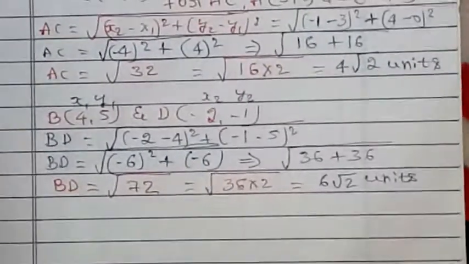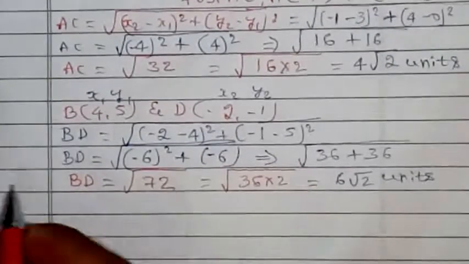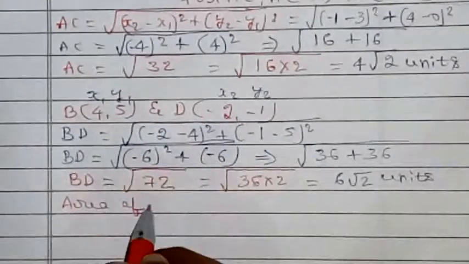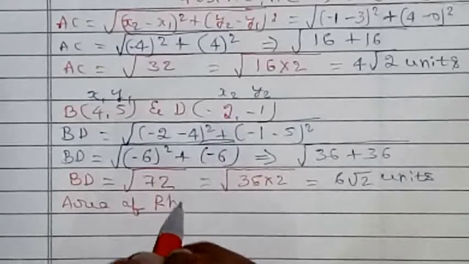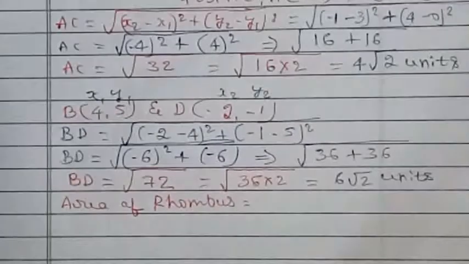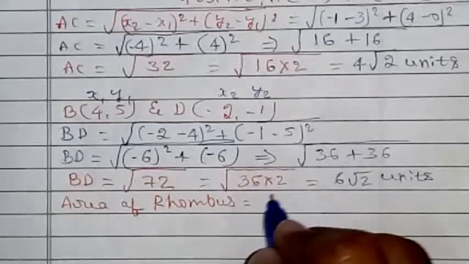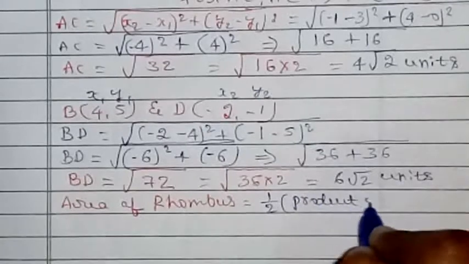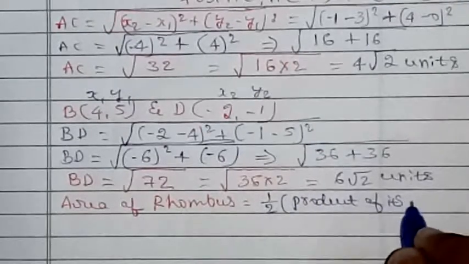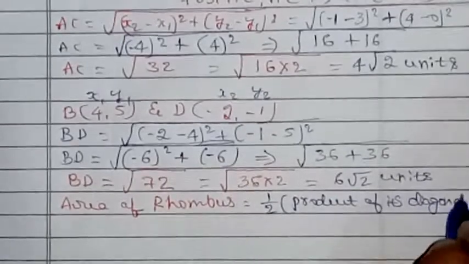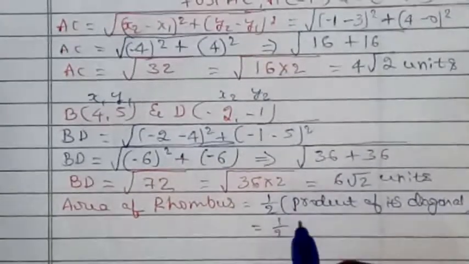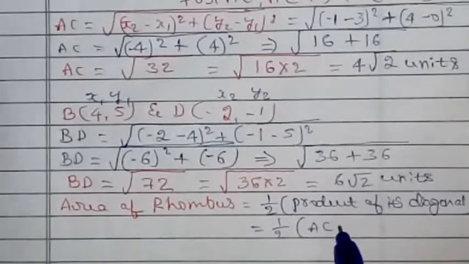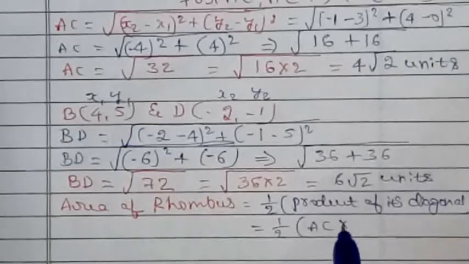So, I'll write the formula once. Area of rhombus equals half into product of its diagonals. Okay, children. Now it implies half into diagonals. So the product is nothing but multiplication. So therefore AC into BD.